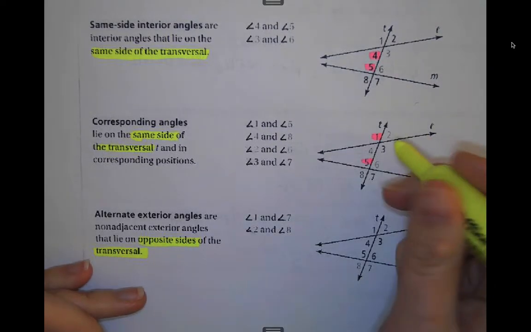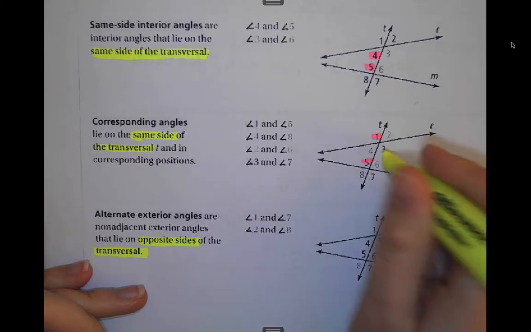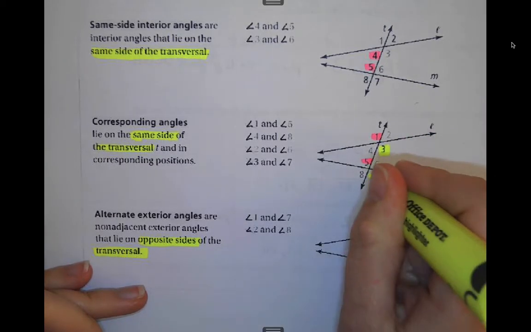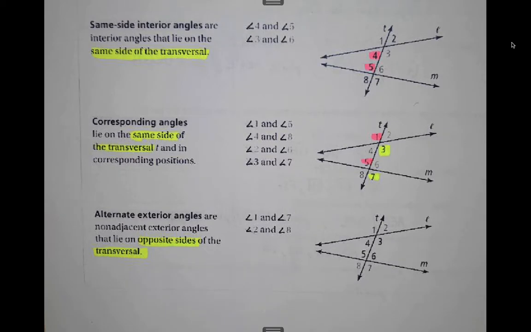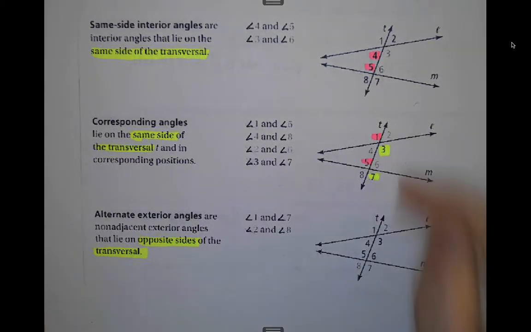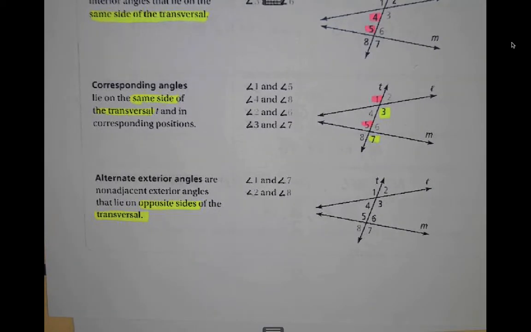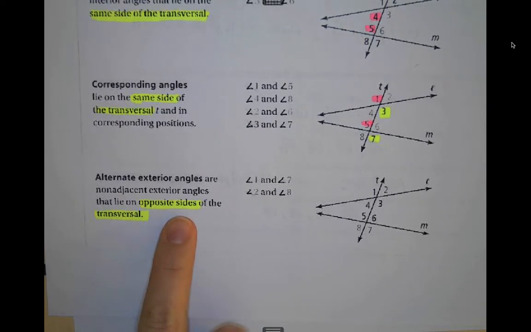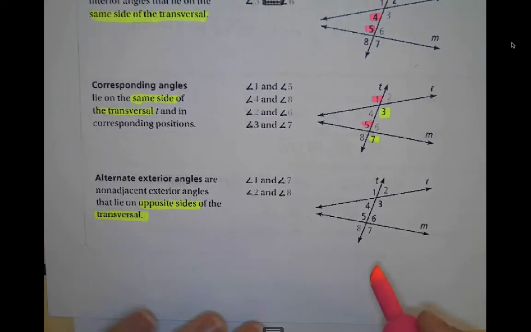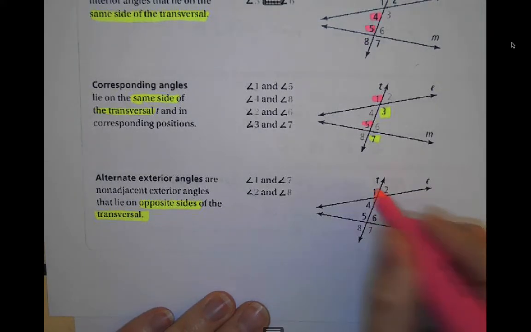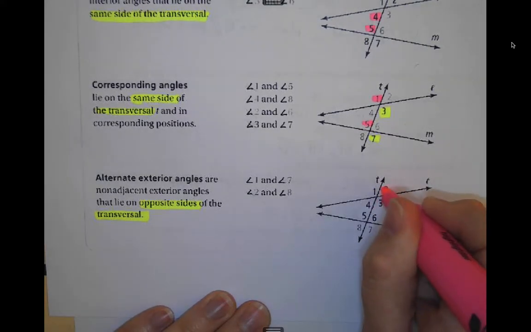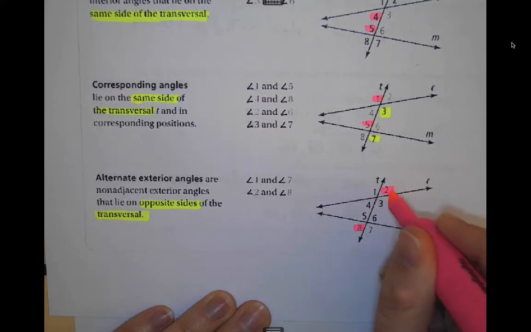Let's look at, for instance, another example I'll highlight, 3 and 7. 3 and 7 are on the same side of the transversal, and notice that they are both below their line, so they are in corresponding positions. All right, the final one, alternate exteriors. The word alternate is indicating that they are on opposite sides of the transversal, and they are in the exterior space of the two lines. So I will highlight one example. I will do angle 2 and angle 8.